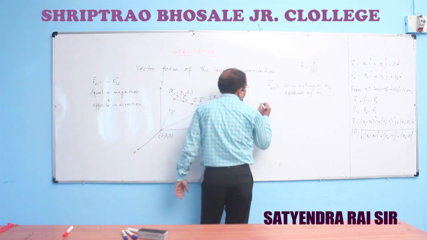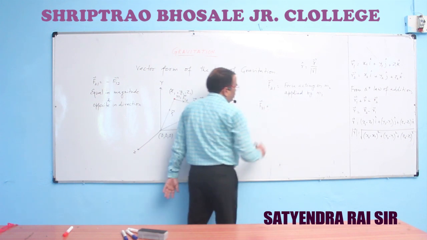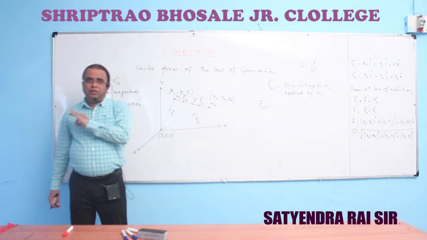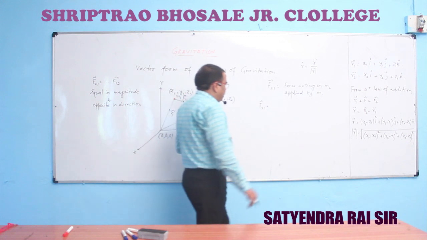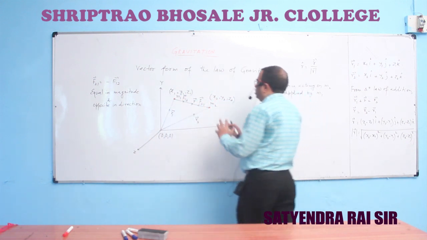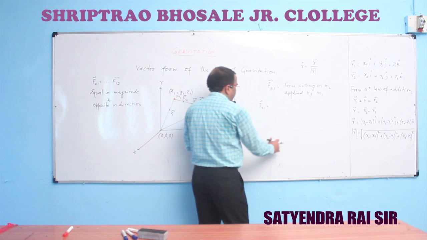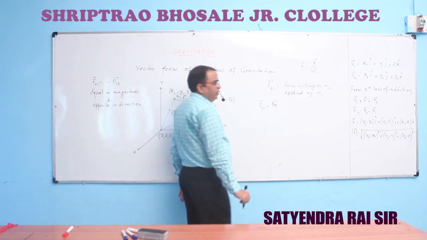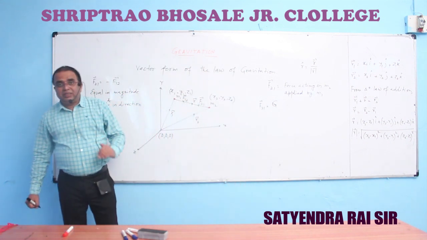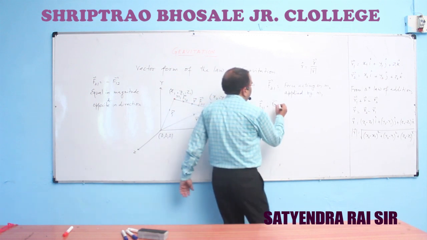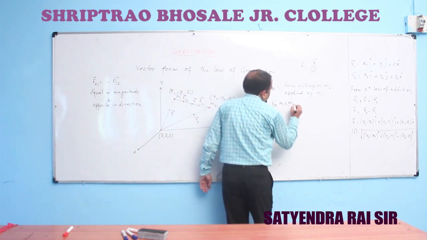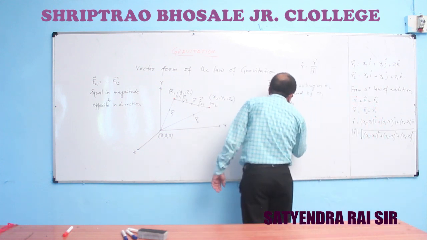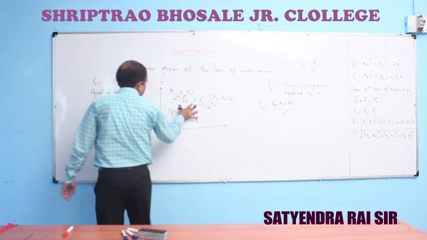F21 is a vector. To write down a vector, you have to first write down its magnitude and then the unit vector along the given vector, right? So F21 is equal to G, the universal gravitational constant, then the product of the masses, m1 into m2, divided by R square, the square of the distance between these two.